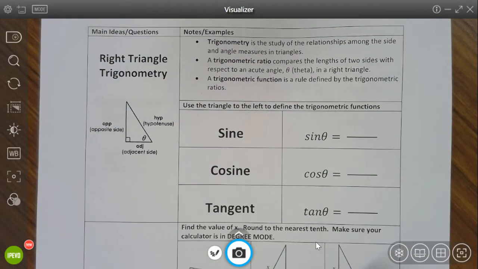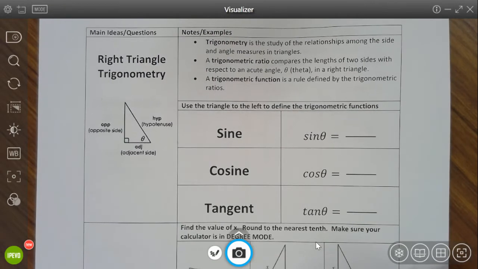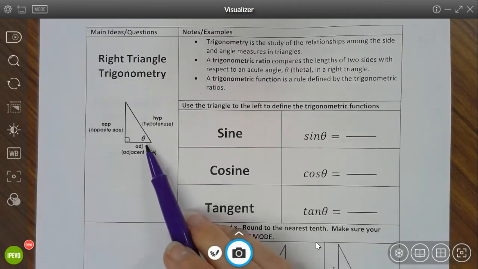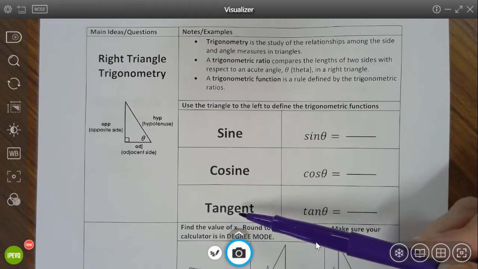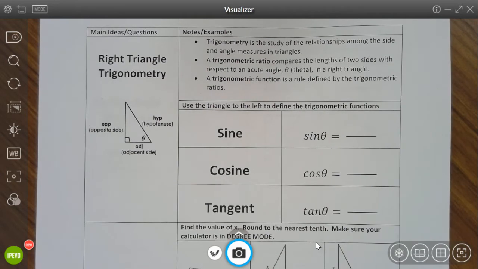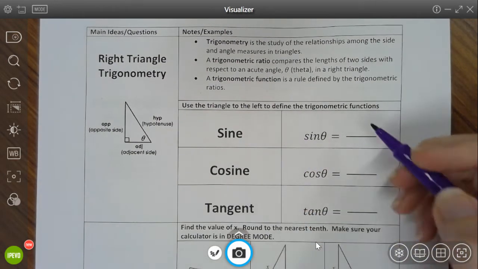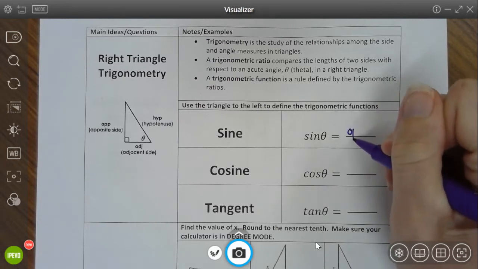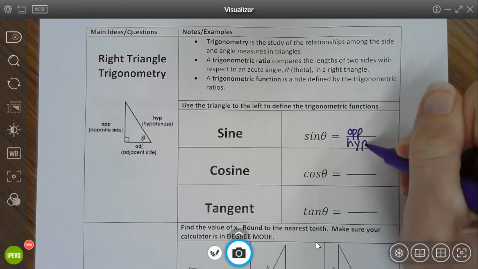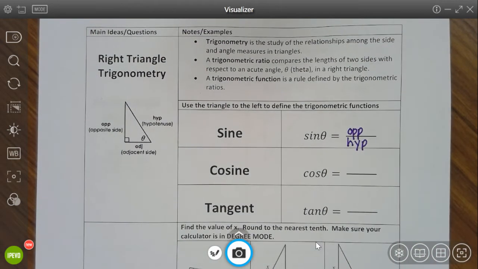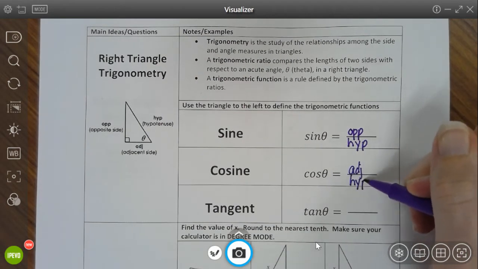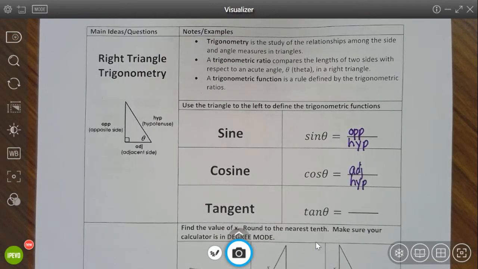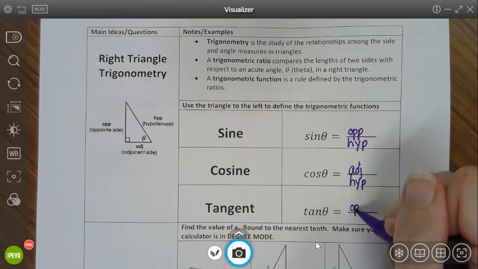So the trigonometric ratios compare the lengths of two sides with respect to that acute angle, which again we're calling theta, in that right triangle. You worked with the three basic trig functions, sine, cosine, and tangent when you worked with these in your geometry classes. And if you remember, sine is the ratio that compares the opposite side to the hypotenuse and creates that ratio. Cosine of the angle theta would compare the adjacent leg to the hypotenuse. And then the tangent of theta would compare the opposite side to the adjacent side.